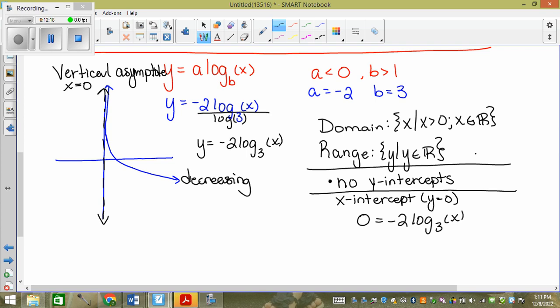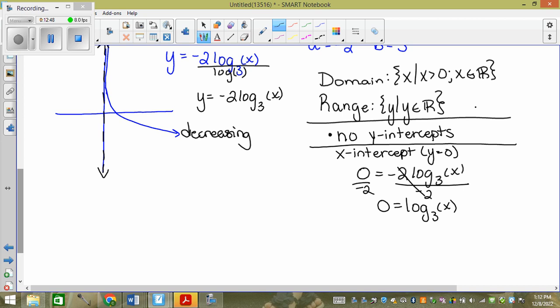What do I have to do first? Let's divide that over. 0 divided by -2 is 0. I have the variable stuck beside the log. If I have the variable stuck beside the log or in the base of the log, what am I going to have to do? Convert to exponential. Base of my log becomes base of my exponent, so I get 3 to the 0 equals x. And what is anything to the power of 0? 1. So it's 1 and 0.